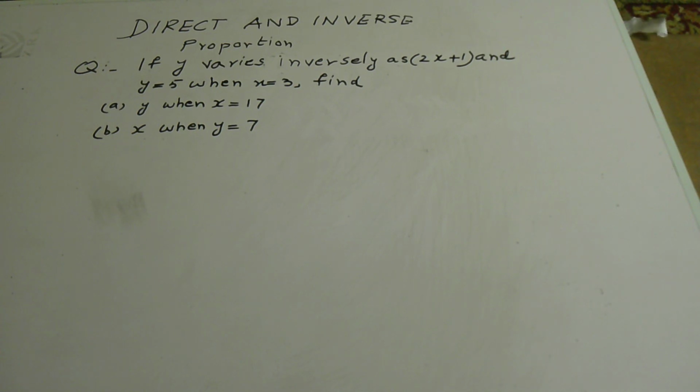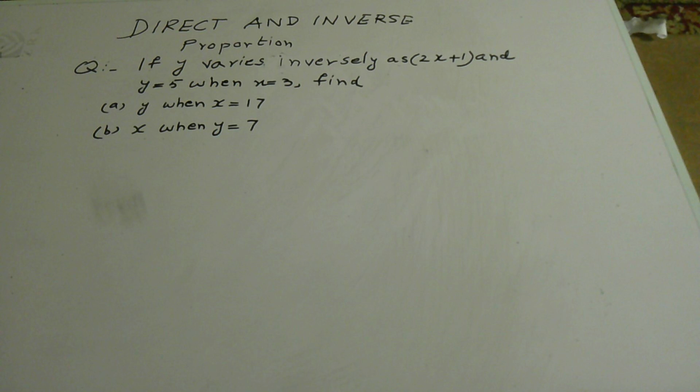Students, today you will learn how to find direct and inverse proportion of the given question. The question is this: if y varies inversely as 2x plus 1 and y is equal to 5 when x is equal to 3, find a part, y when x is equal to 17, b part, find x when y is equal to 7. So one by one you will have to find the steps.